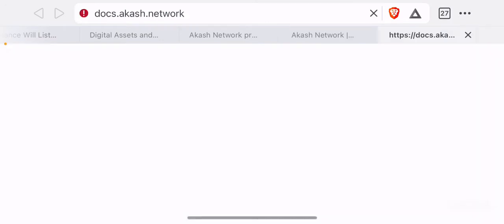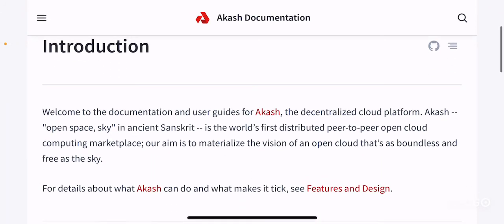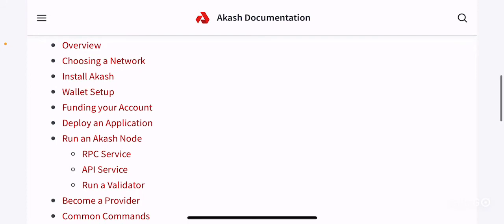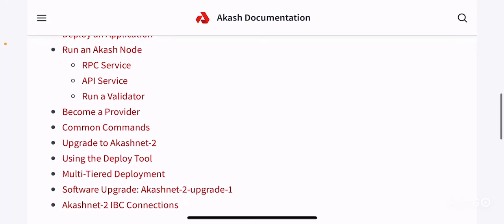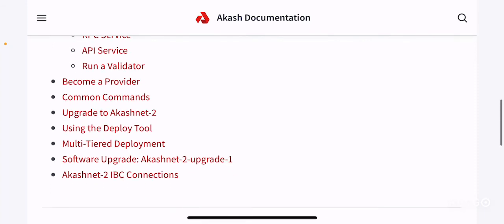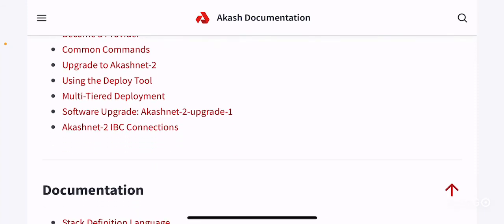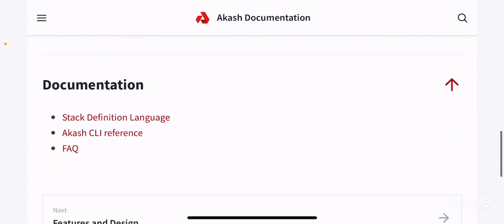So let's go to their docs. You can access their docs by clicking on the Learn More button on their website. You can learn more about how to set up the instrument when you purchase it, how to fund your account, how to run an Akash node, and how to become a provider. You can also upgrade to AkashNet 2. You can use their deployment tools and so on and so forth, right?